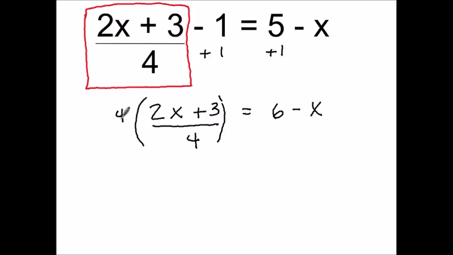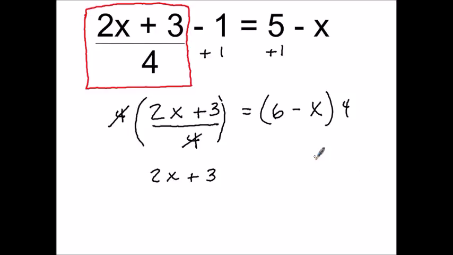The whole reason for doing that is to get rid of this 4. So guess what happens with these 4s right here? You guessed it. They cancel each other out. And all I'm left with on the left side is 2x plus 3. Now, remember, if you multiply one side of your equation by a number, I multiplied by 4, then you need to multiply the other side of the equation by the same thing. Again, that was a 4.